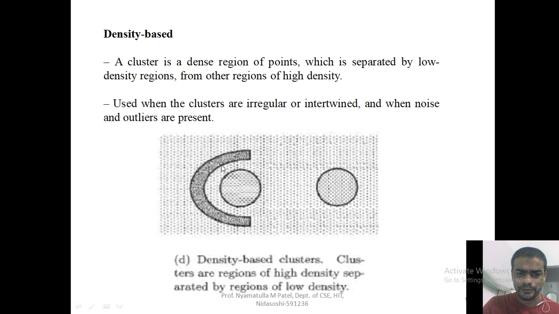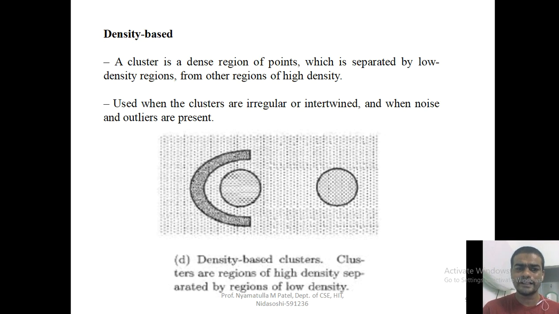So, here the points in this cluster are very much denser, and here they are less dense, but all the points in this cluster are very much nearer to one another, all the points in this cluster are very much nearer to one another, and all the points in this cluster are also very much nearer to one another, but here the points in this part are very densely, closely related to one another as compared to these two clusters.